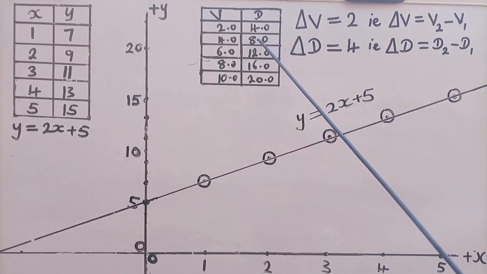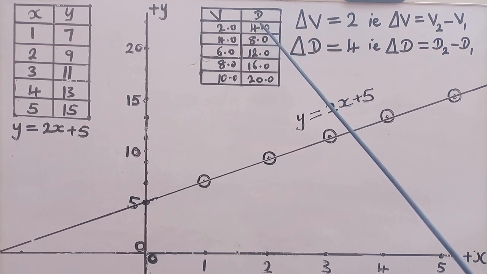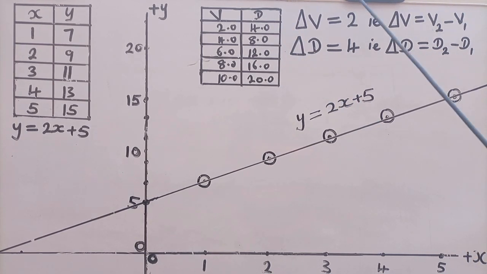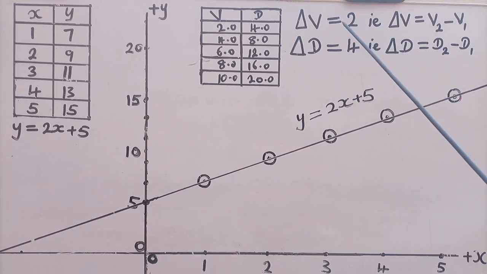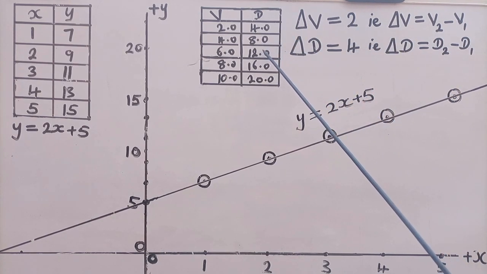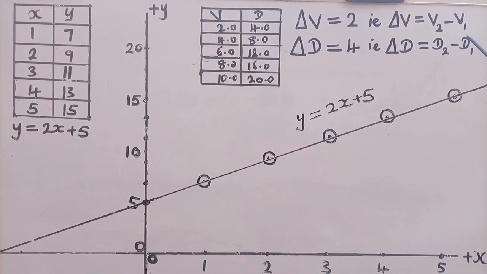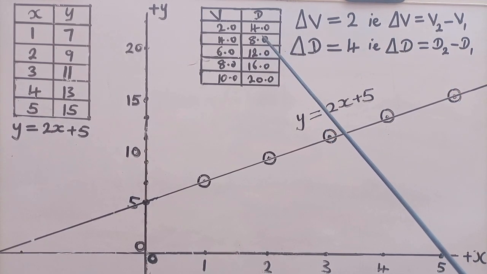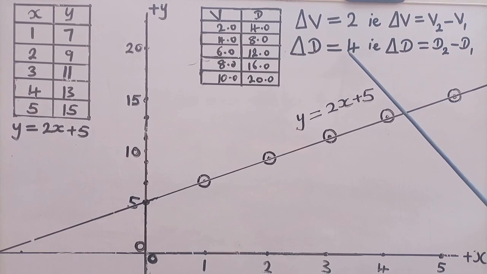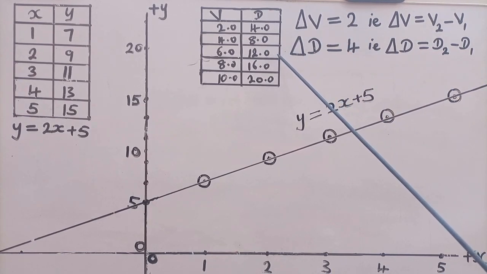It is either we say 8 minus 4, where 4 precedes, that is D1, and 8 succeeds, that is D2, so that change in D is equal to 8 minus 4. If we compare this 8 with 12, 8 precedes, that's D1, and 12 succeeds, that's D2. Therefore, change in D is equal to 12 minus 8. Again, that is equal to 4.